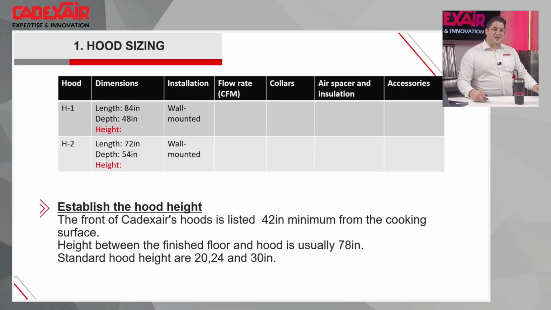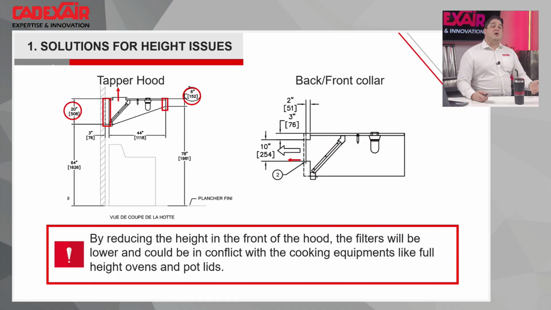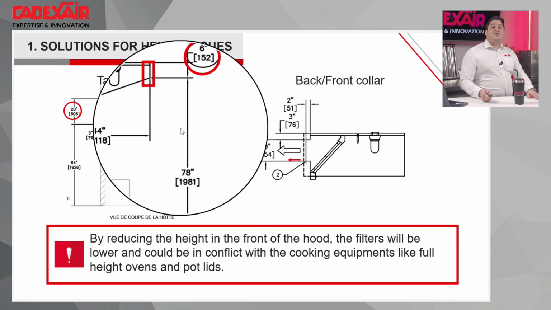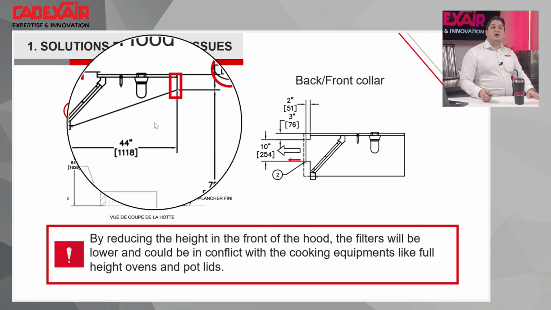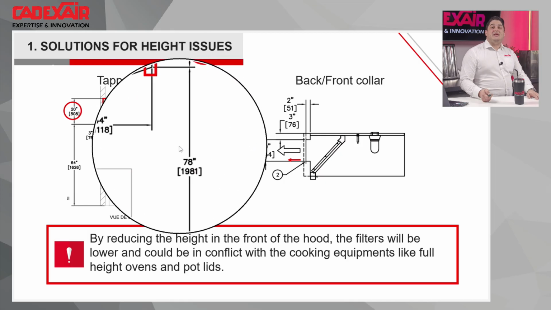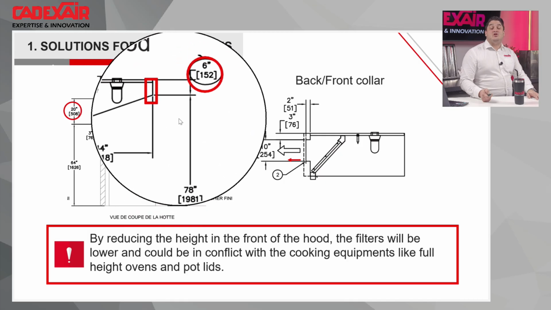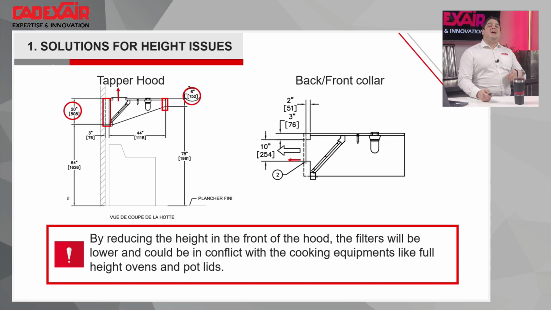So sorry for the people working in metric, I learned a little bit more in imperial measurement. So in your case, when you have only 8.5 feet of height, that's not a lot. So we need to use what we call a taper hood. In an example of a taper hood, we have a front panel at only 6-inch, so we have 78-inch plus 6-inch. So it will result that you will have an 18-inch clearance between the top of your hood and your ceiling to be able to put your ductwork.